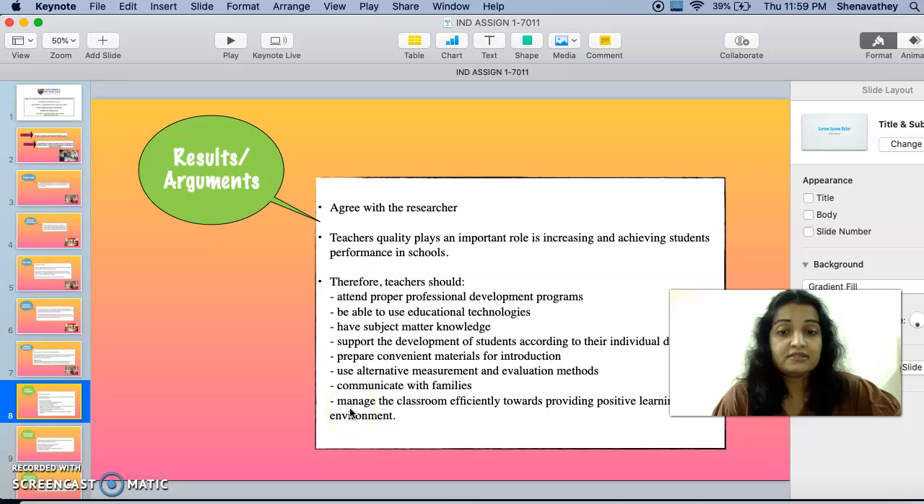In all this, the teacher should be able to manage the classroom efficiently. This is very, very important towards providing a positive learning environment. So with all these qualities and implementation, we could actually achieve students' performance in school.